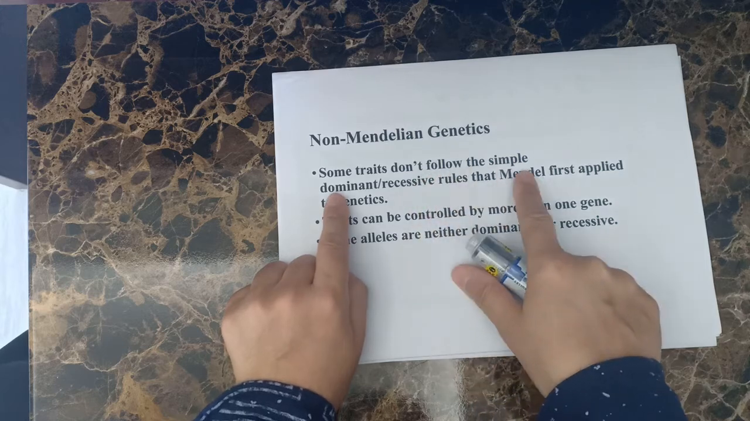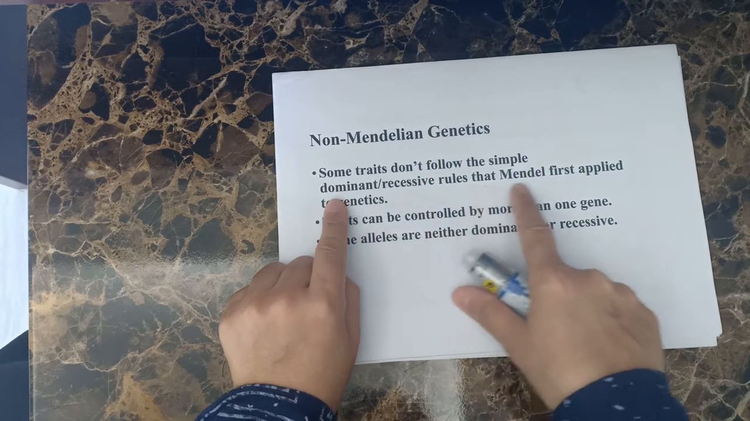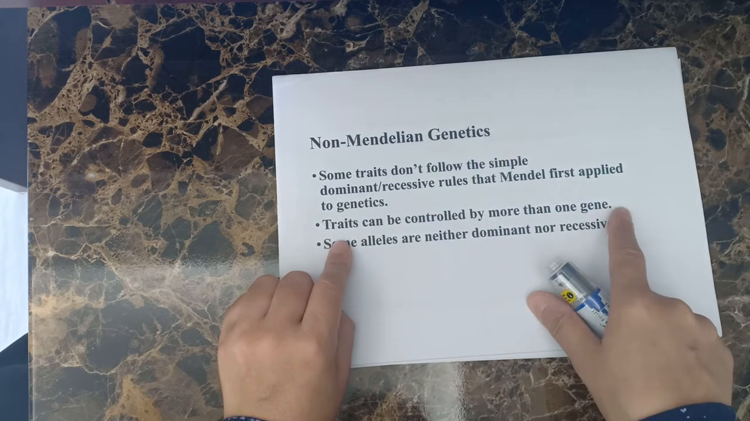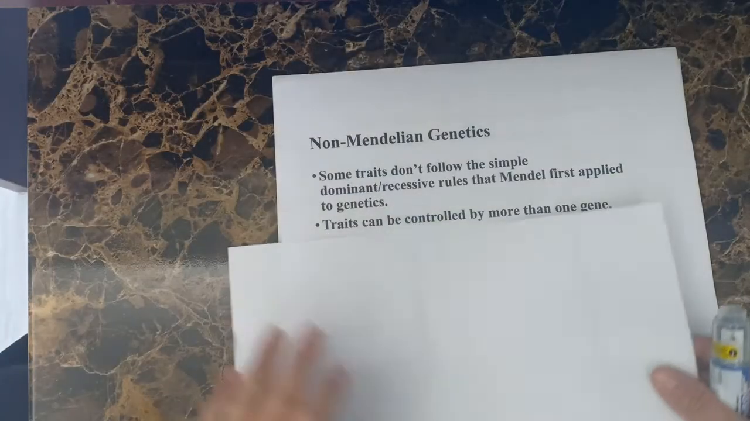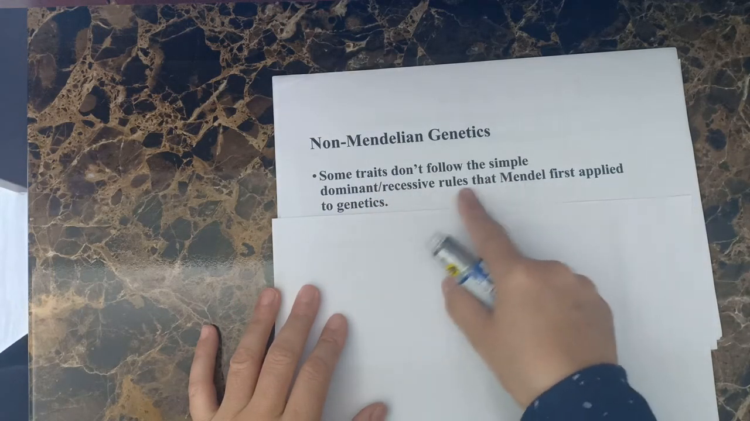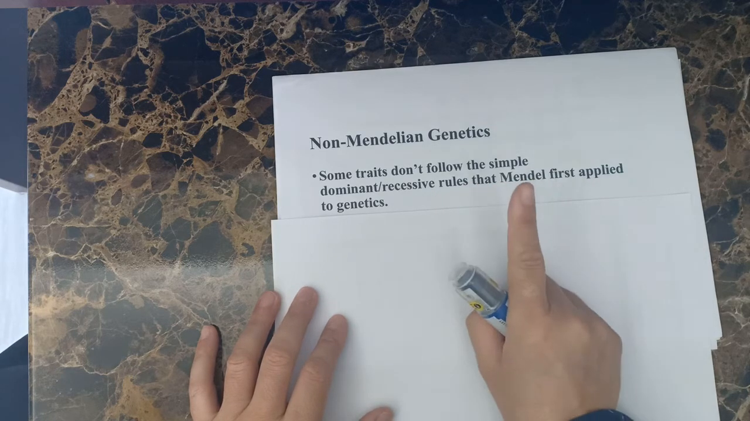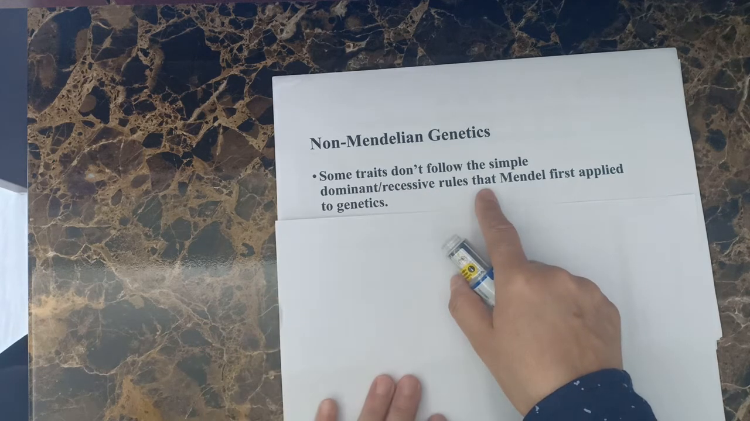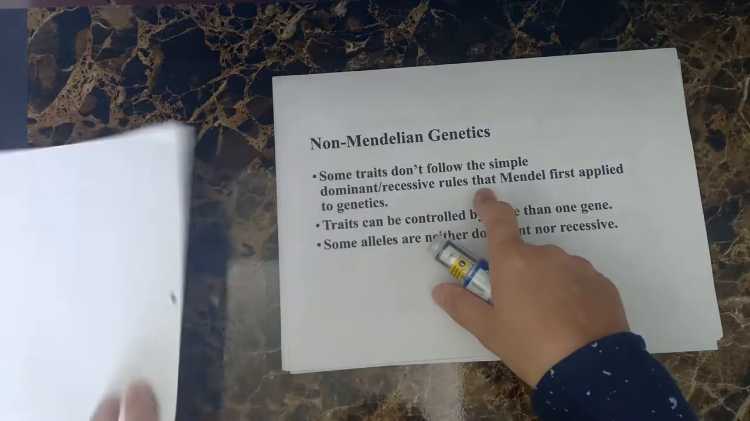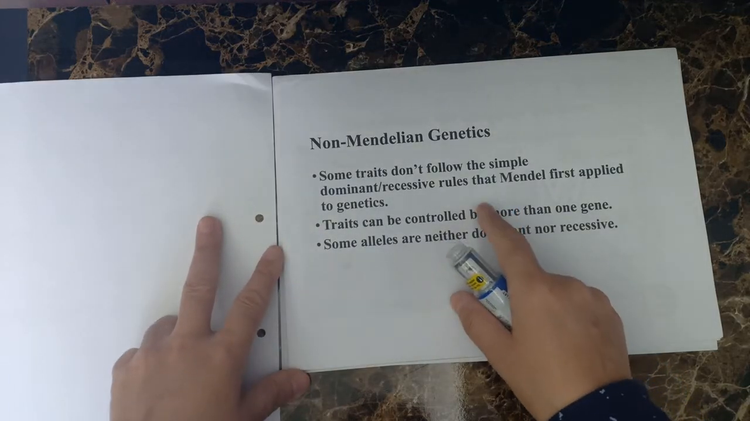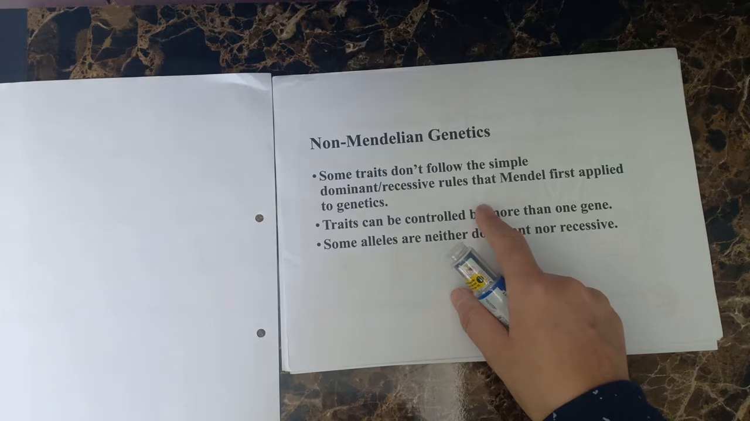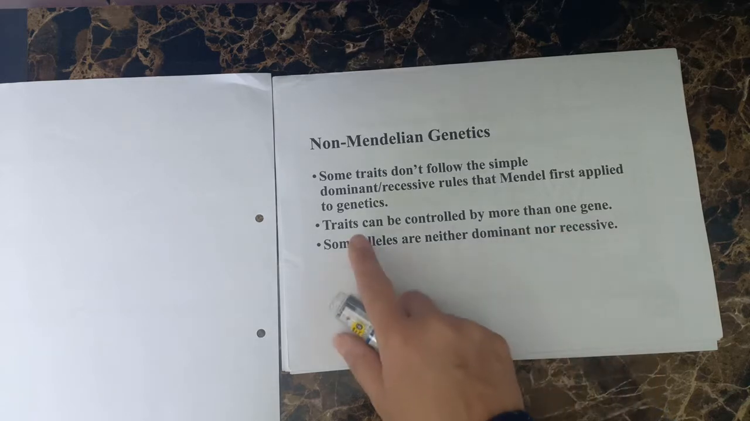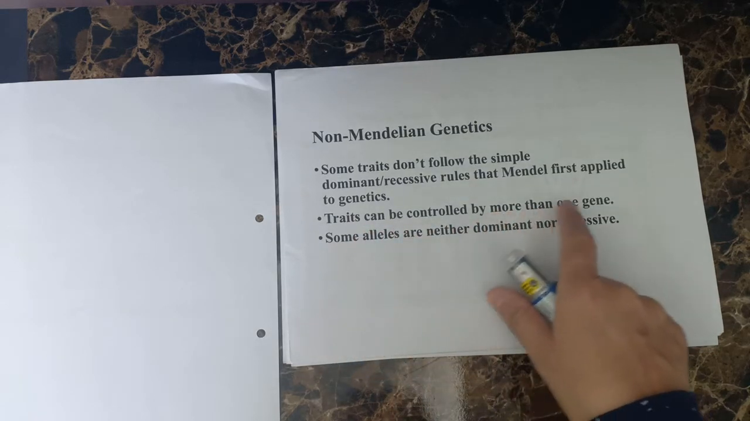So here some traits don't follow the simple dominant recessive rules that Mendel first applied to genetics, and traits can be controlled by more than one gene. Mendelian inheritance or dominant recessive genes usually are controlled by one single gene, or that character or trait is controlled by one single gene. But this is not the case for many traits, like your skin color, and even eye color, which is not controlled by only one gene. So in this case you cannot really see the dominant recessive rule. These traits can be controlled by more than one gene.